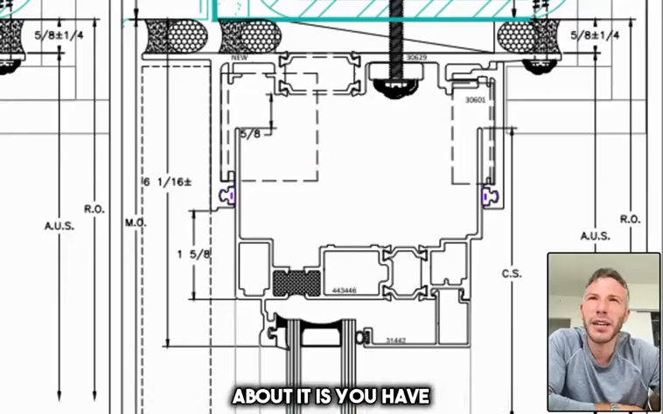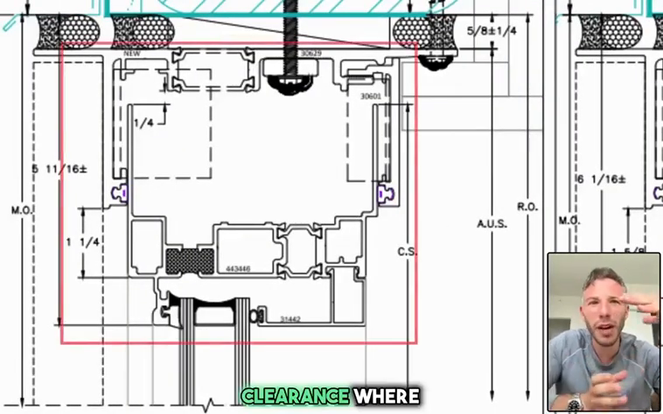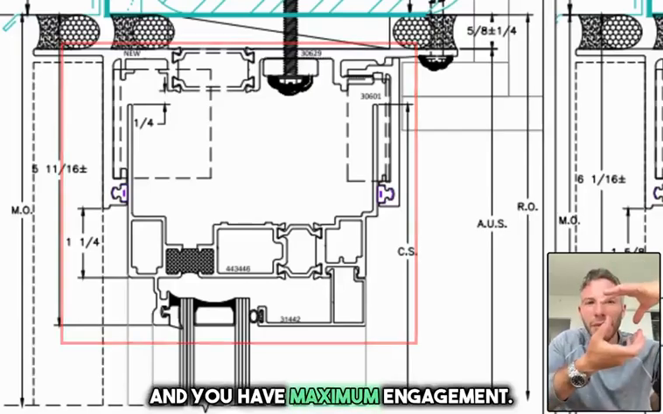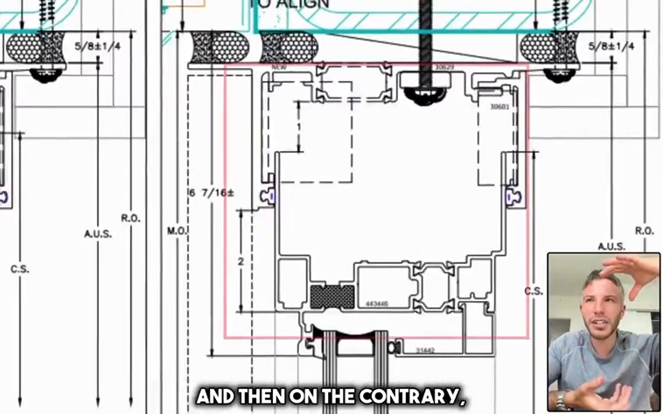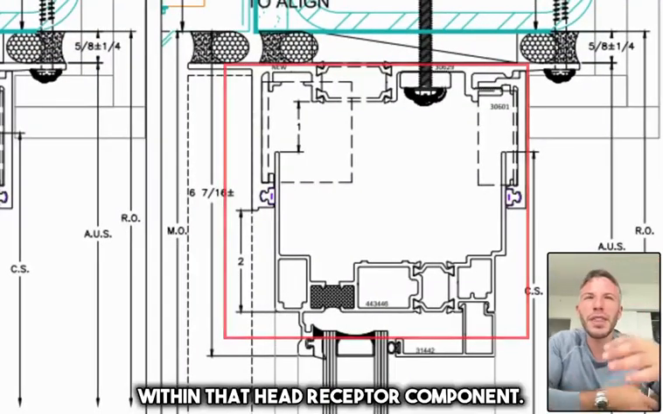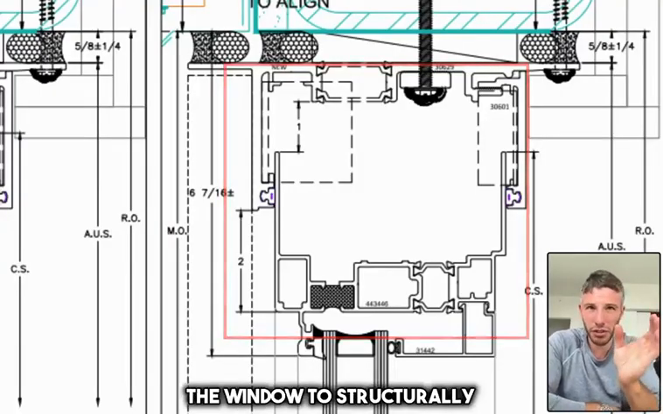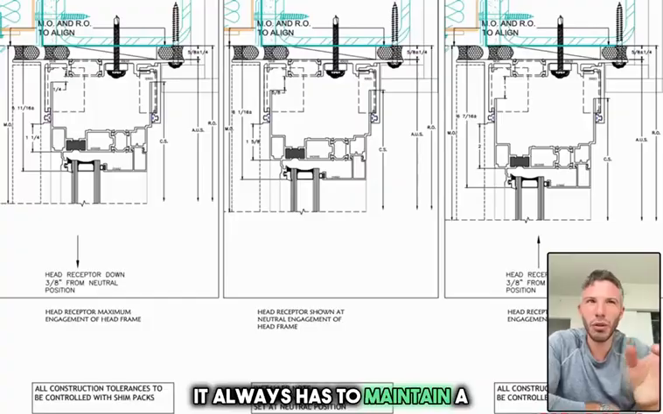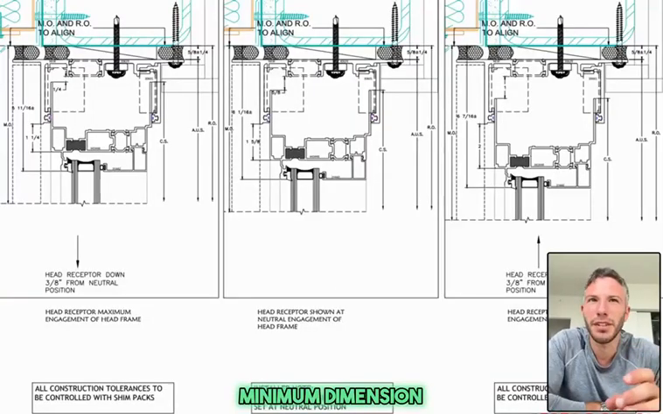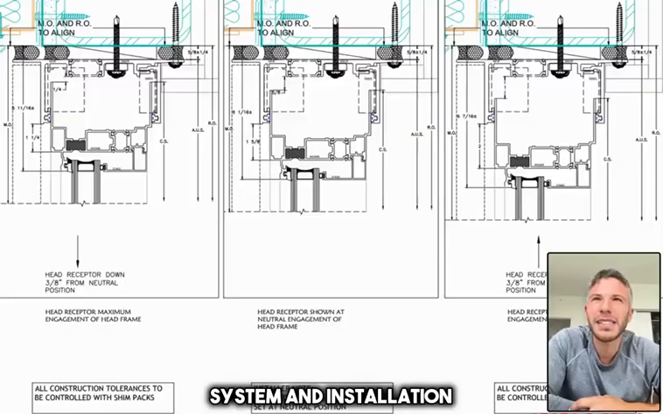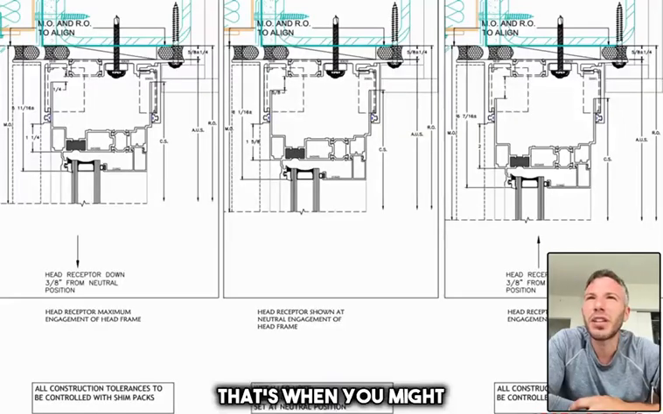Another way of thinking about it is you have clearance where when the slab deflects, the window moves up and you have maximum engagement. And then on the contrary, you have minimum engagement within that head receptor component. But in order for the window to structurally work over time, it always has to maintain a minimum dimension of clearance within that track.